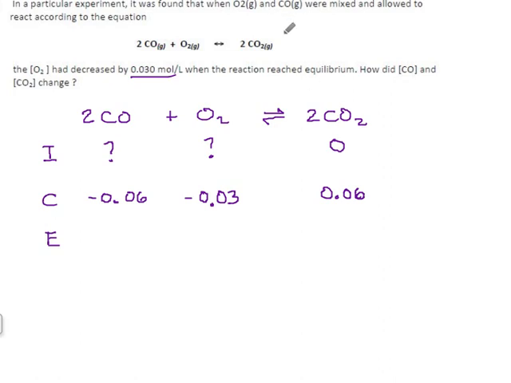And that's actually all they want. They say, how much did CO and CO2 change? The CO fell by 0.06 moles per liter, and the CO2 increased by 0.06 moles per liter. We couldn't get equilibrium amounts because we don't know what the initial amounts were, but we can at least do this because this is just dependent on the coefficients. We only needed one number here to get us started, and we can tear around and find this entire row.